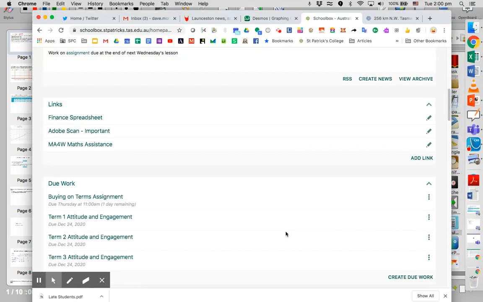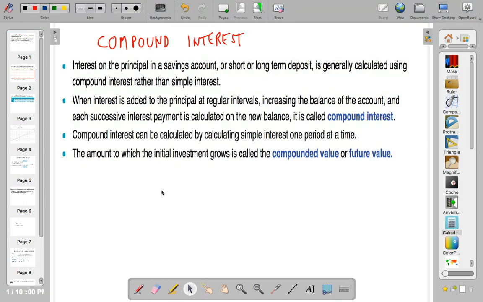Let's have a look at compound interest. Compound interest is the interest on the principal in a savings account or short-term long deposit. It's generally calculated using compound interest rather than simple interest. When interest is added to principal at regular intervals, increasing the balance of the account, and each successive interest payment is calculated on the new balance, it is called compound interest.